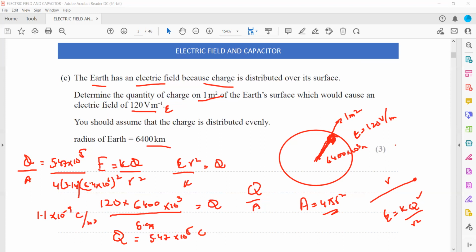They ask to determine the quantity of charge on 1 square meter, because when we work out the total charge divided by total area, we get how much charge there is in a unit area. So quantity of charge on 1 square meter means charge in unit area, or charge divided by area. We work out the charge using the formula of electric field strength, and the area is 4πr² because it is a sphere.